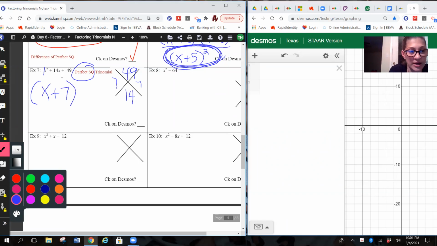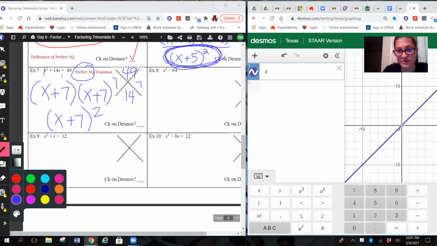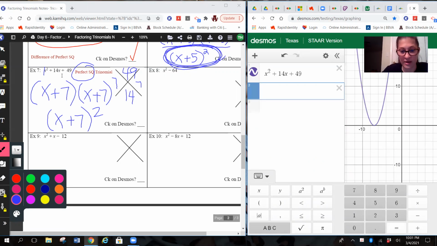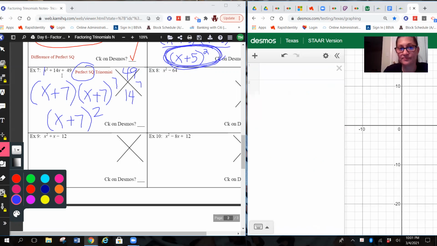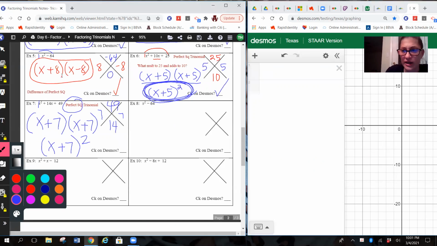I can rewrite my binomial factors and then write it as one term squared. All right, so x squared plus 14x plus 49, and then x plus 7 squared, and they match. Black and blue overlap. Okay, I don't know why example 8 got repeated. I think that's a typo.